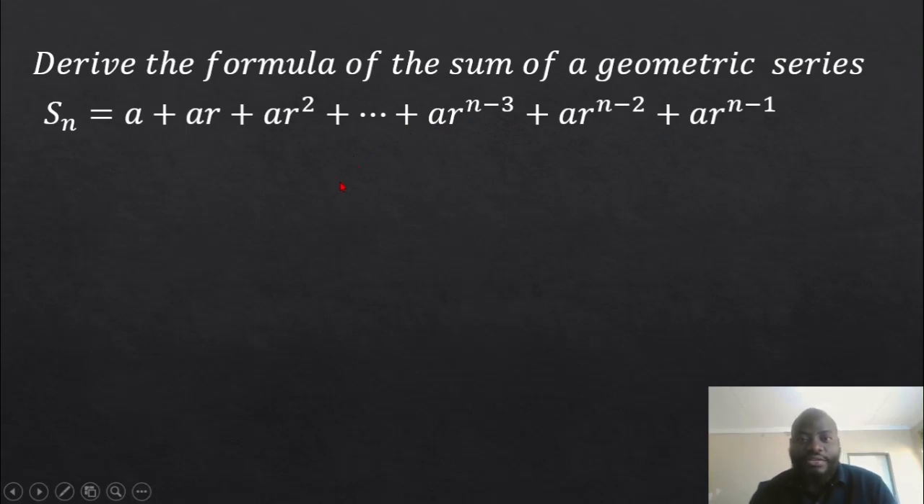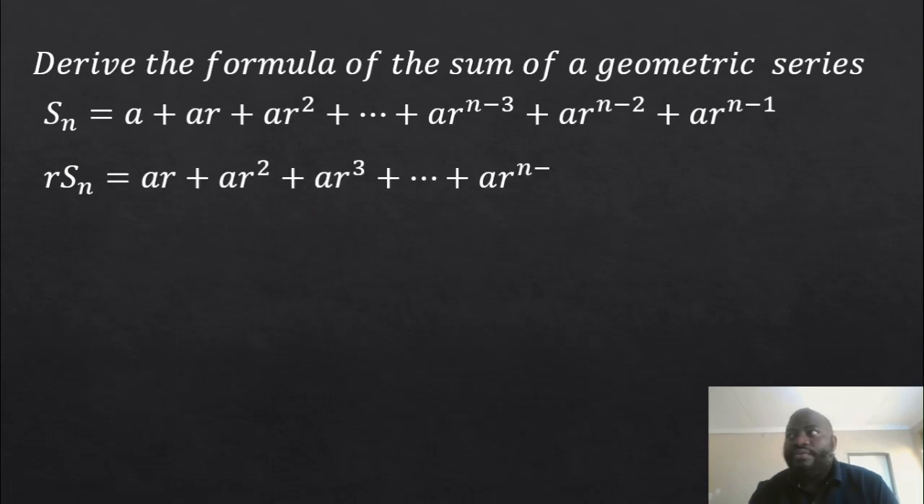Now we are going to use this and multiply it by R to get R times Sn, which gives us AR plus AR squared plus AR cubed plus all the other terms as well, until we get to this one here, where the exponent has been increased by 1, just like every other term. The R's have increased because we multiplied each and every term by R.